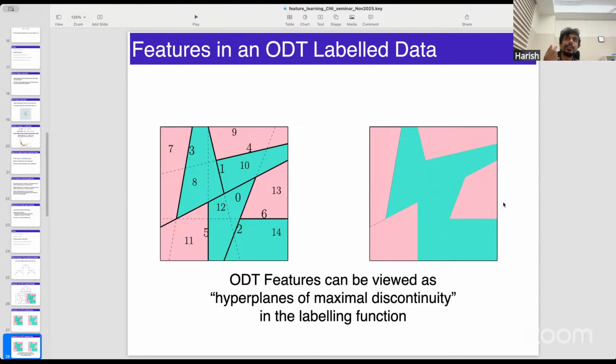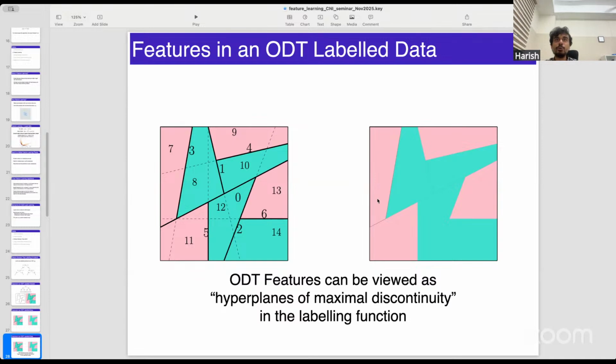What do I mean by that? If you take a point infinitesimally close to one side of the line and you move from that side to the other side, the label is not likely to change. Yes, there could be changes, but the label is not going to change for a vast majority of the points. Maybe you consider a horizontal line like this. The horizontal line here through the middle is clearly not one of these ODT lines.